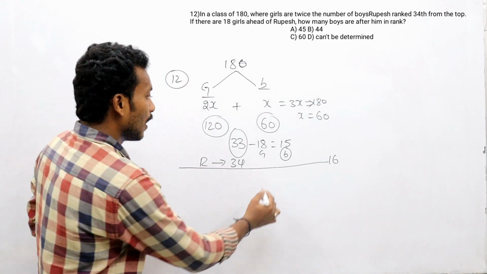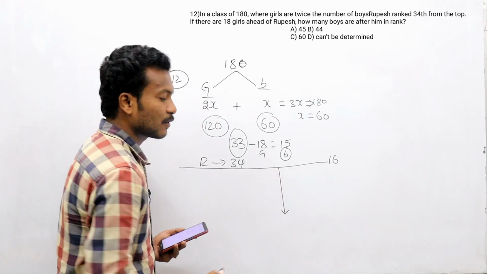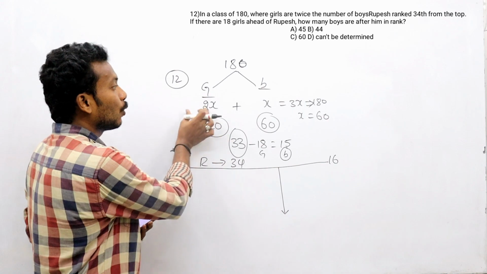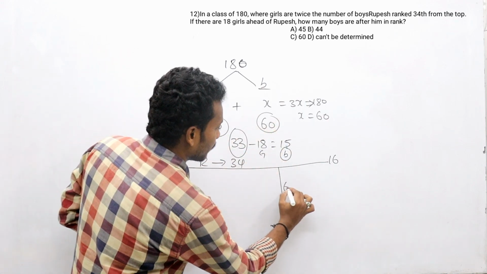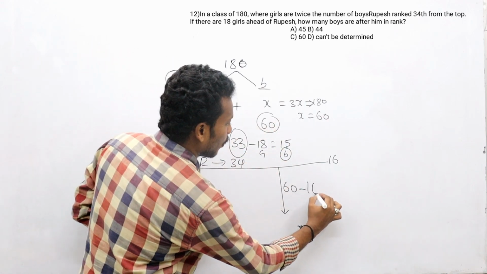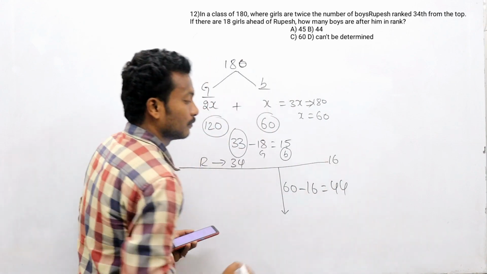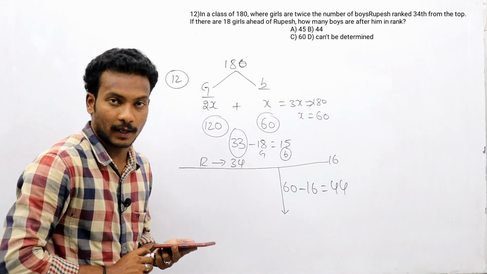Now he is asking, after Rupesh, how many boys are there? Total number of boys is 60. Up to Rupesh 16 are over. Now remaining boys are 44. Okay, right?